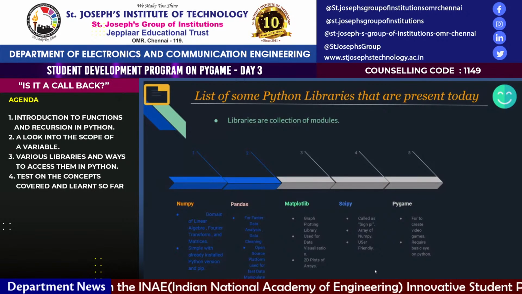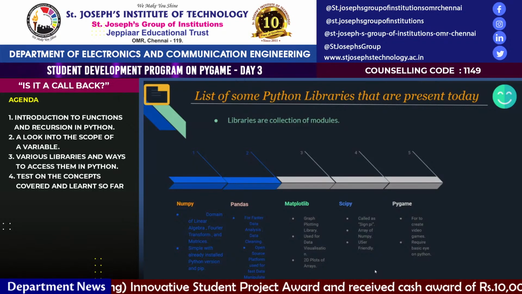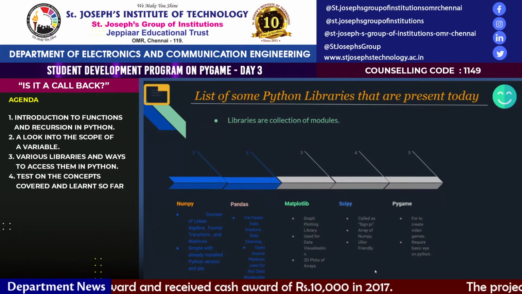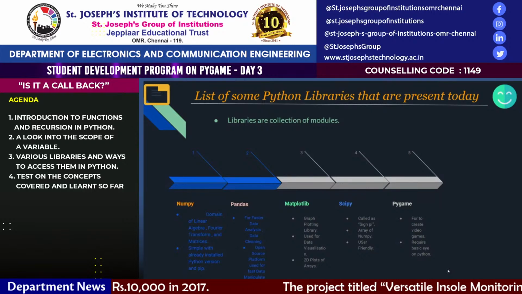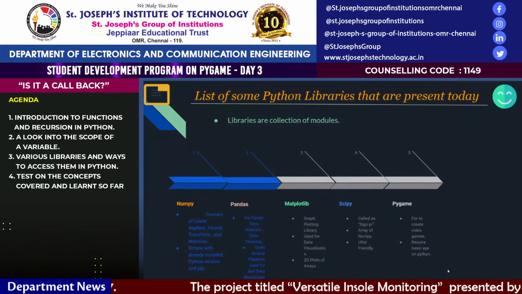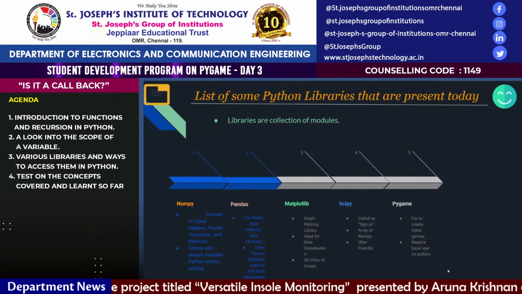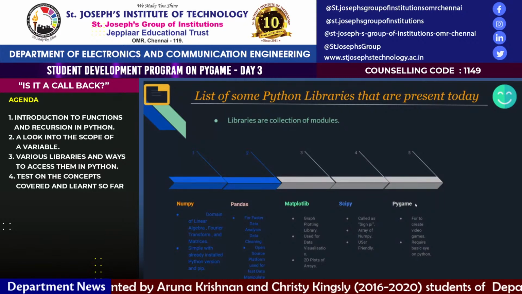So we have here a list of some Python libraries that are present today. Let's take a look at what some libraries present in Python are. Usually in Python there are around 137,000 libraries in the Python world. But we are going to use only these five libraries.